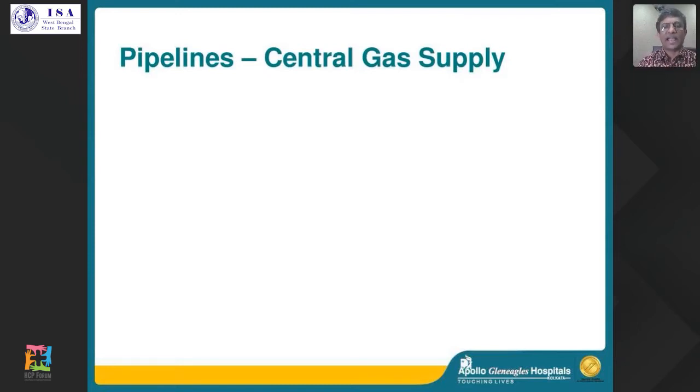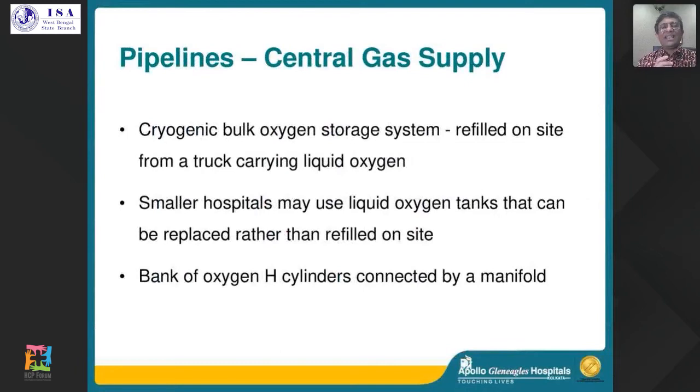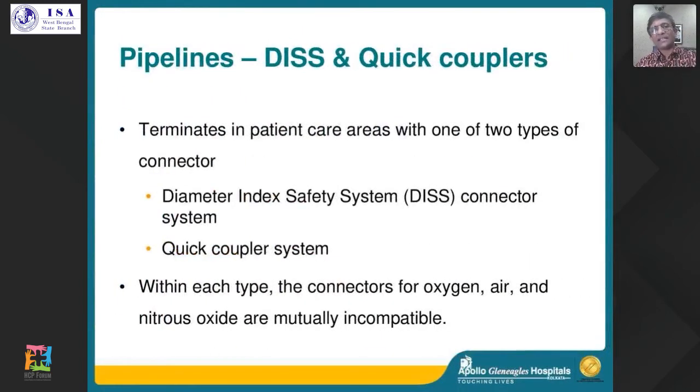Let's come to the central gas supply pipelines. If you go at the back end where the central gas pipeline, it could be cryogenic bulk oxygen storage systems, wherein the trucks come with this liquid oxygen. Smaller systems have liquid oxygen tanks, which are just like cylinders taken out and brought back, or it can be a bank of oxygen H cylinders. And from that central supply, it comes to your area, to the OR, to the ICU, to whatever area, and it terminates in these patient care areas either through a DISS, diameter index safety system, or a quick coupler system.